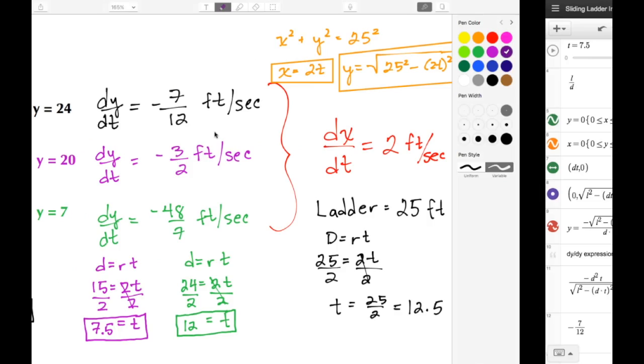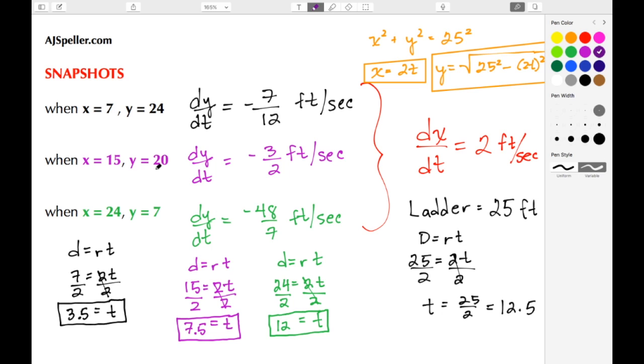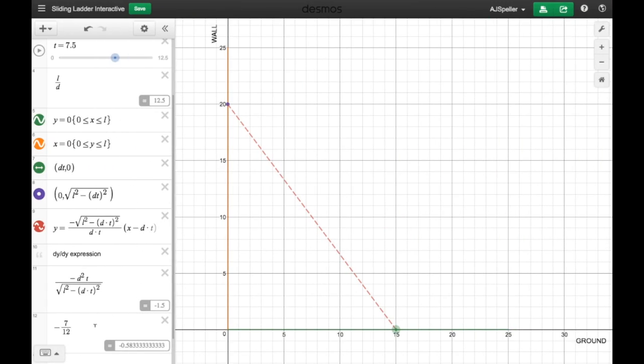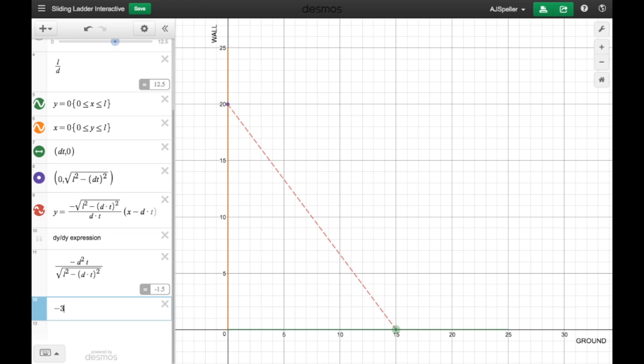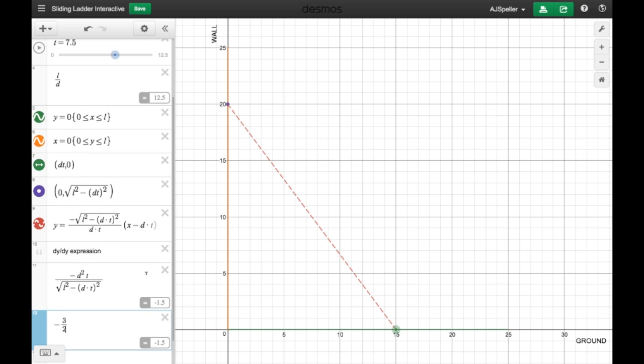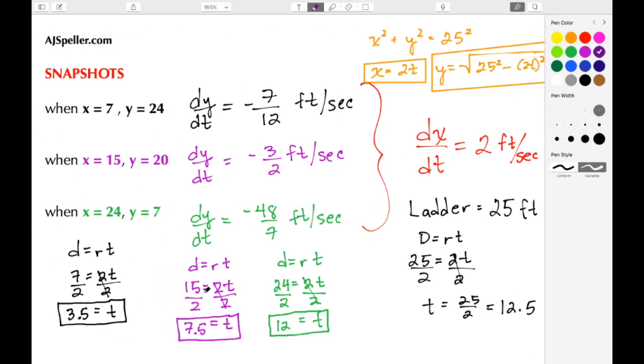So let's go back and take a look. X is at 15, the y value is at 20, and we see by hand we came up with negative 3/2. So let's type in negative 3/2 to make sure that's equivalent. All right, so we've got the negative, that's the 3, and then the halves, and we see that that is in fact negative 1.5. And now let's slide back over and get the last one here.